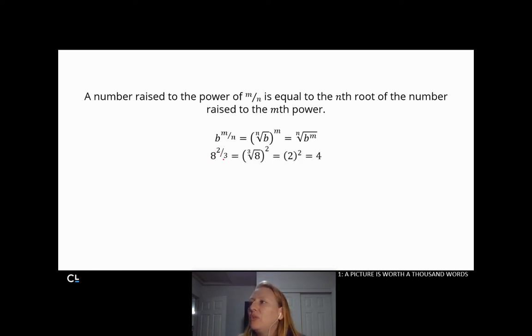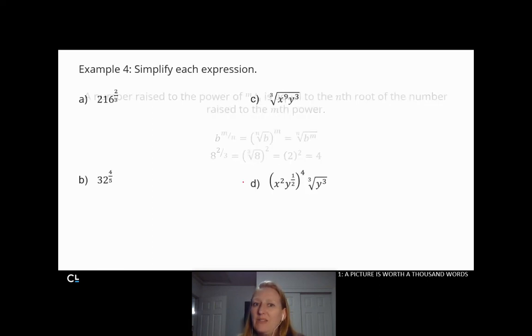If I have 8 to the 2/3 power, I know I've got a power of 2, and I know this is going to be the third root of 8. Now, I know that the third root of 8, or the cube root of 8, is 2, right? 2 times 2 times 2 gives me 8. So I know the cube root of 8 is 2, and then I can square it, and I get an answer of 4. Cool trick. So the deal is that the numerator of our exponent is our power. The denominator is our root. That's our radical.